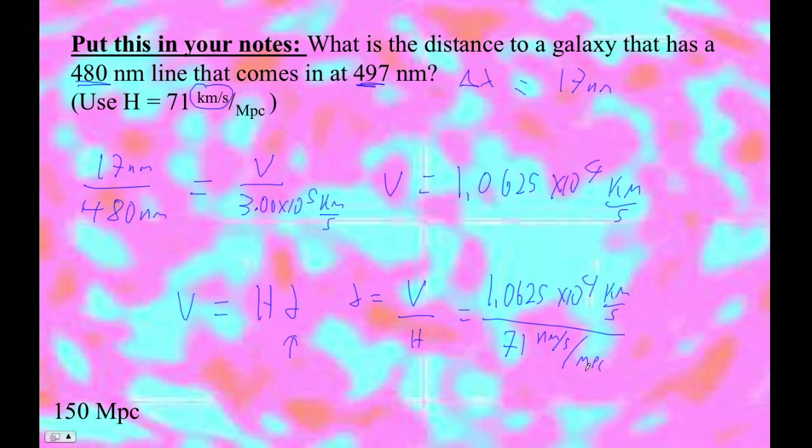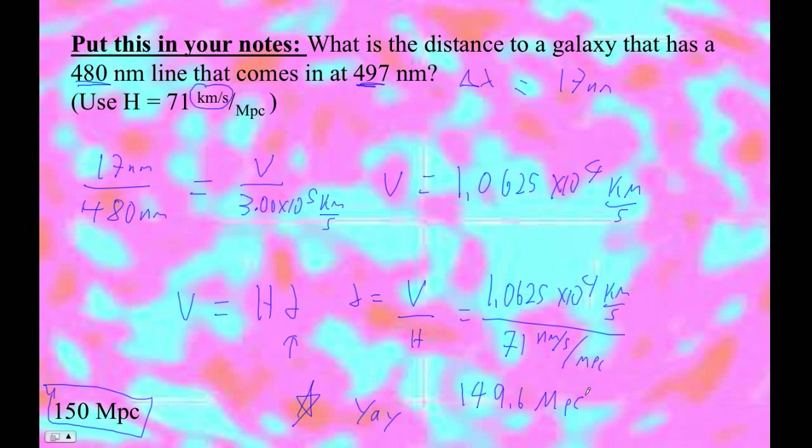So, okay, divide by 71, and I get 149.6 megaparsecs. And then the question is how many sig figs? I guess because we got down to 17 there, we have 2 sig figs. So it's 150 megaparsecs. Yay. Okay, so that's that one.